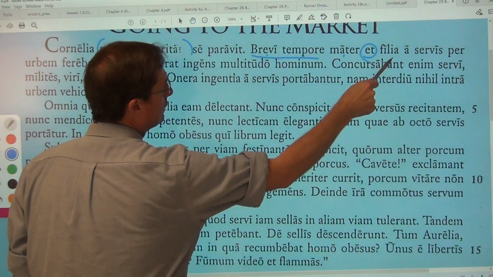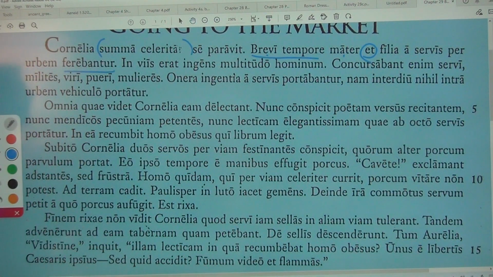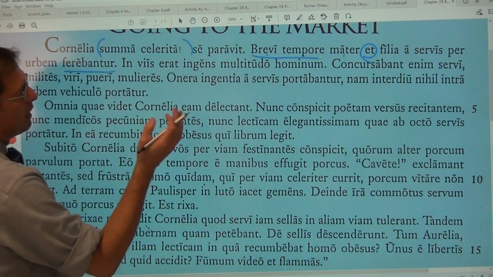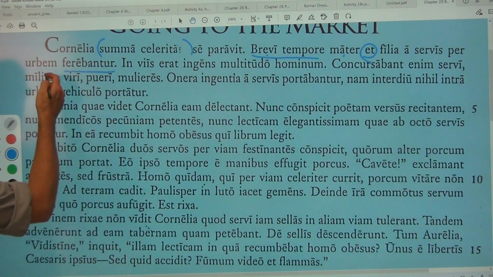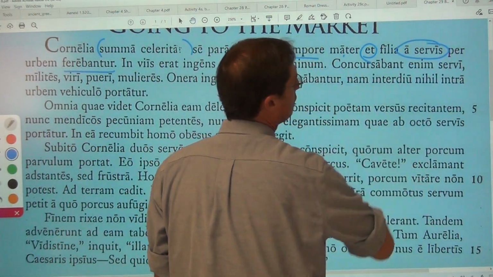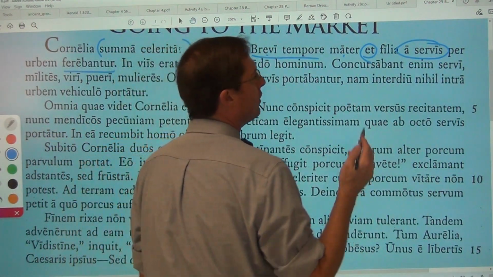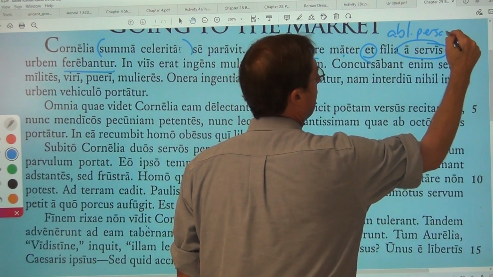Mater et filia feribantur. And so here now in Ecce Romana we're starting to see for the first time passive forms, but we've already seen passive forms before. It says that the mom and the daughter were being carried per urbem, through the city, by slaves. And so we're going to begin seeing what we call the ablative of personal agent.